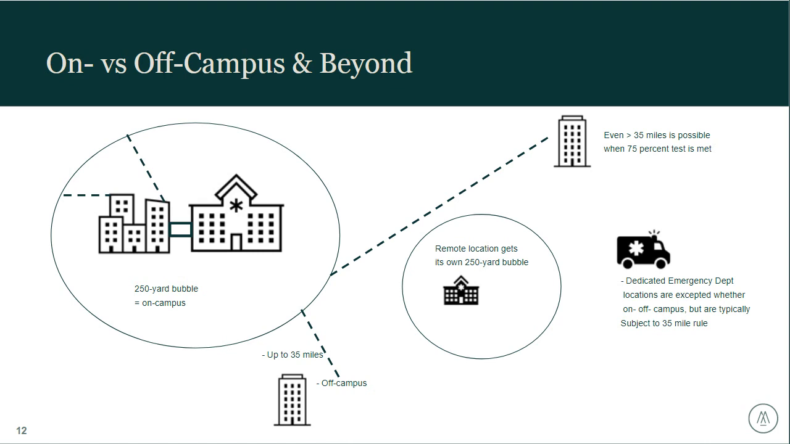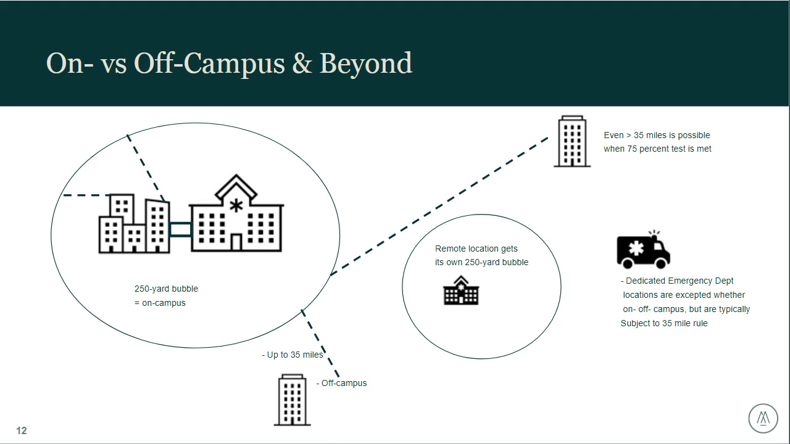So the other exception is a remote location. The remote location has to have inpatient beds, not satellite. There's different definitions. So this is a remote location with inpatient beds. Because it has inpatient beds, the way I like to think about it is it gets its own 250-yard bubble around it, which is treated the same as on campus for payment purposes.